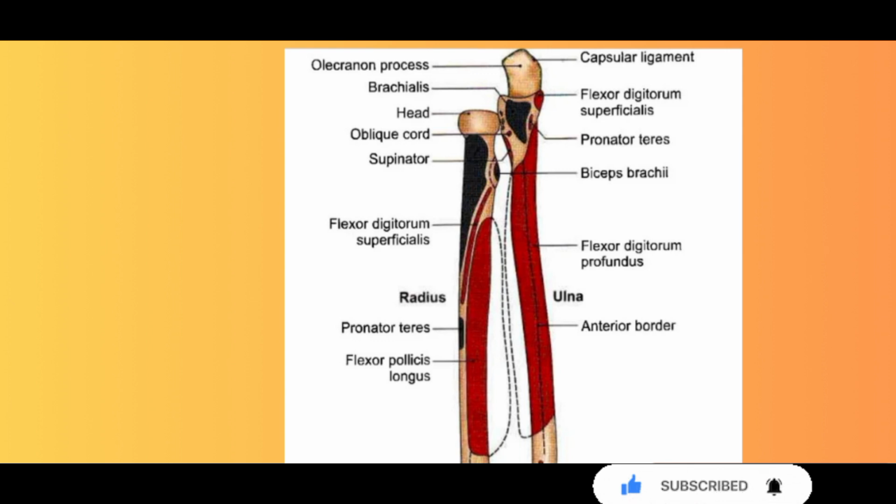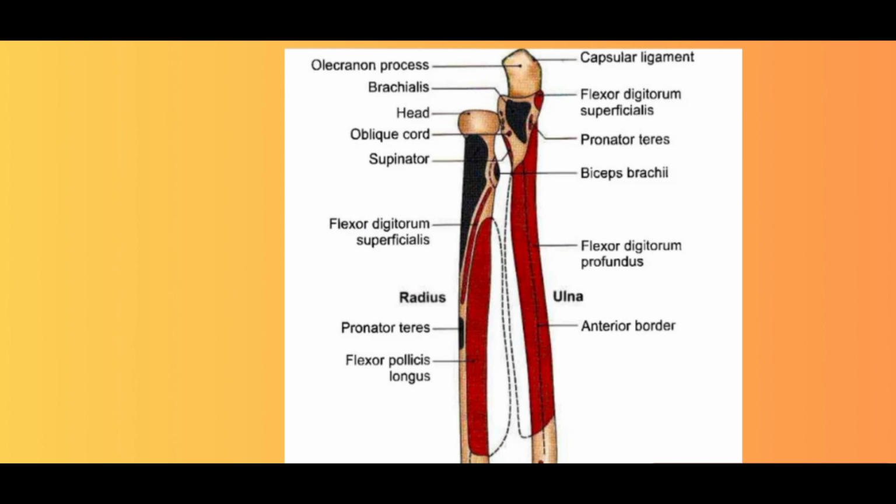So first is the flexor digitorum superficialis. This muscle, you can see a line. This is the flexor digitorum superficialis. The radial head of flexor digitorum superficialis takes origin from the anterior oblique line and the upper part of the anterior border.